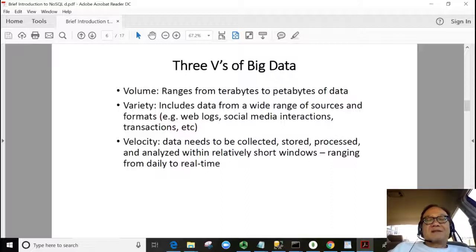Generally speaking, big data is generated very fast. Big data needs to be captured, stored, and analyzed very promptly. This is the so-called 3 V's of big data.